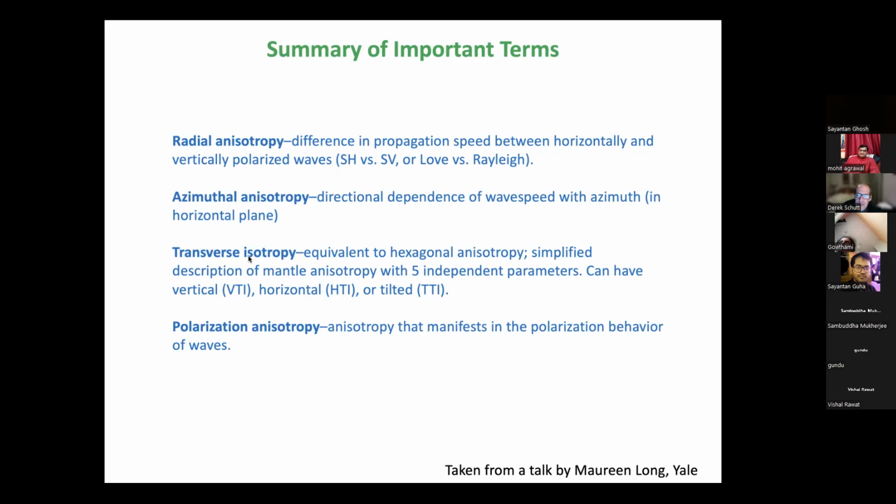Transverse isotropy, and this is equivalent to hexagonal anisotropy. It's a simplified description often of mantle anisotropy with 5 independent parameters. And we can have vertical transverse isotropy, horizontal transverse isotropy, or tilted transverse isotropy. And then there's polarization anisotropy, which is anisotropy that manifests in the polarization behavior of waves. And we'll see this in a little bit.